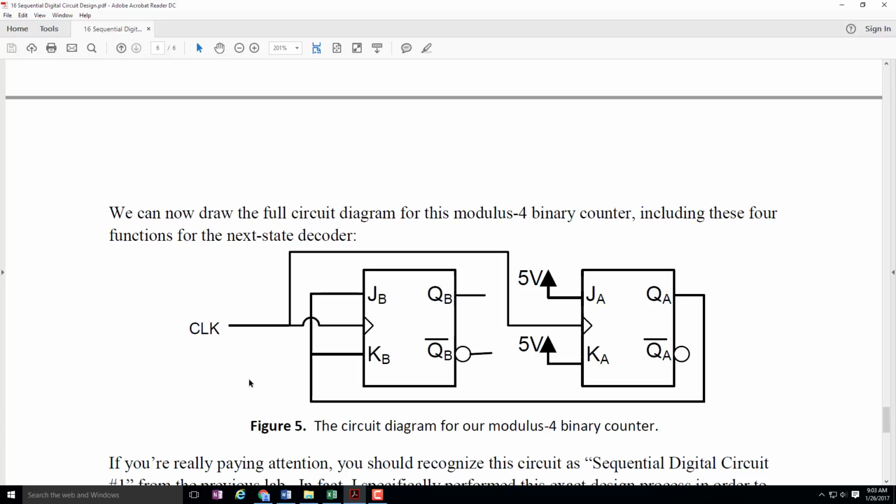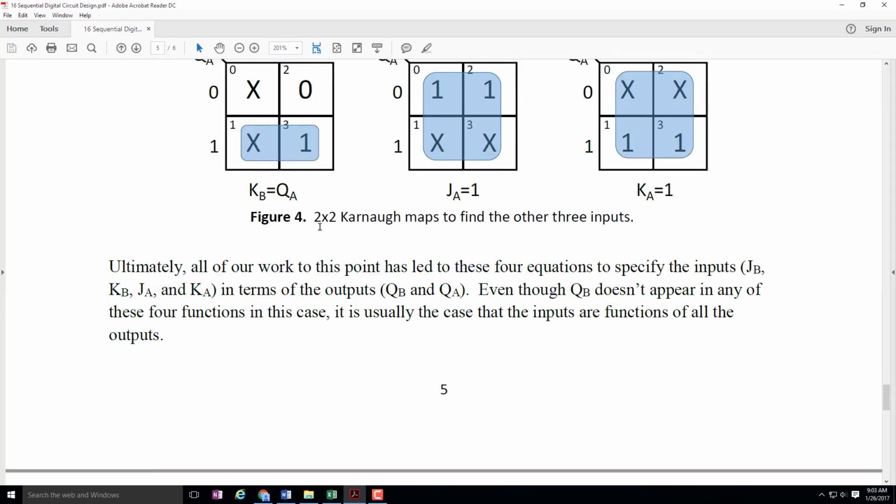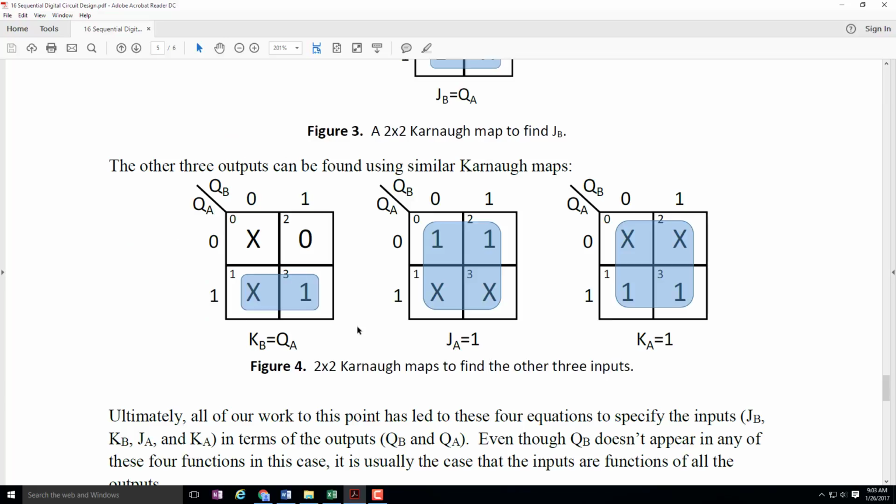Of course, if you have more than 2 flip-flops, then you'll have more than 2 inputs. Up here, these Karnaugh maps are only 2 by 2. You could have one that would be 4 by 2. We'll see an example of that in just a minute. You could have one that would be 4 by 4. We aren't going to really do any 4 by 4 examples. That would be a lot more work.